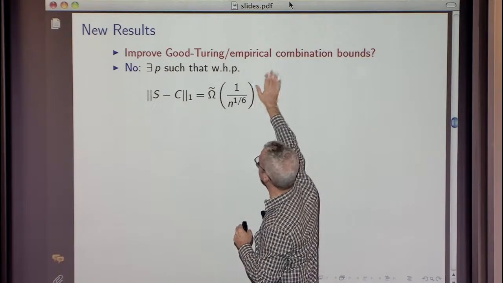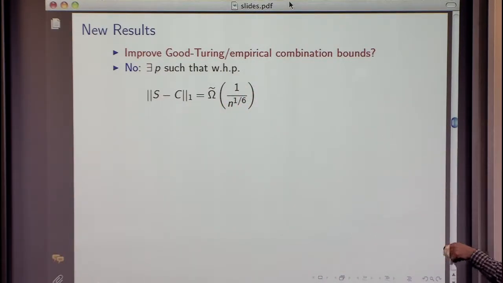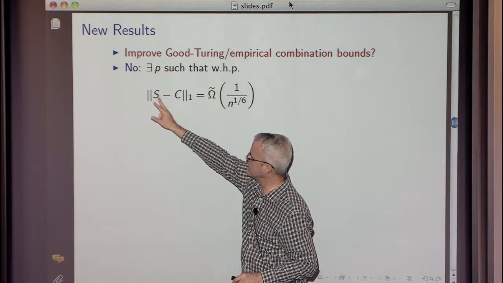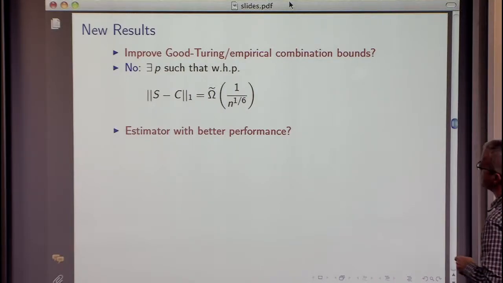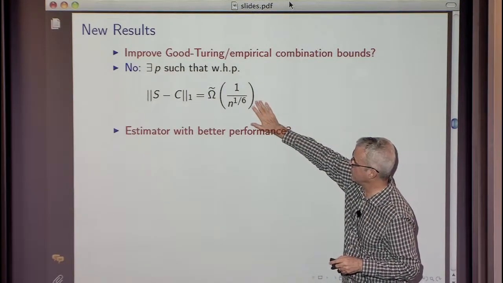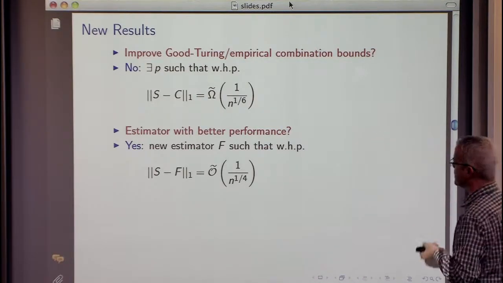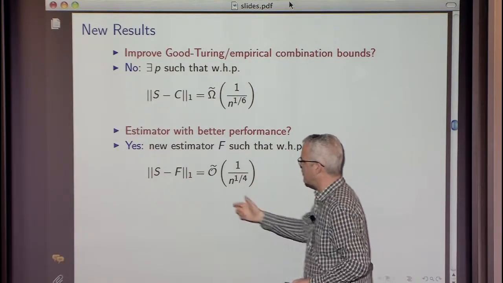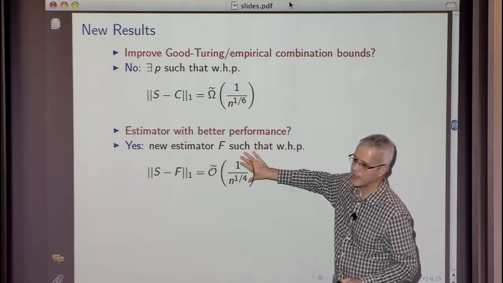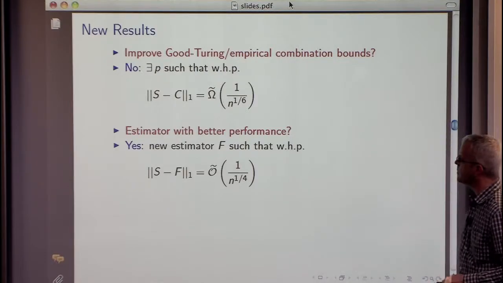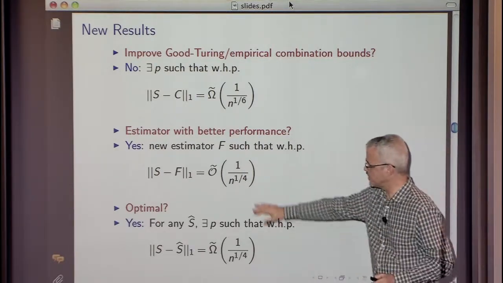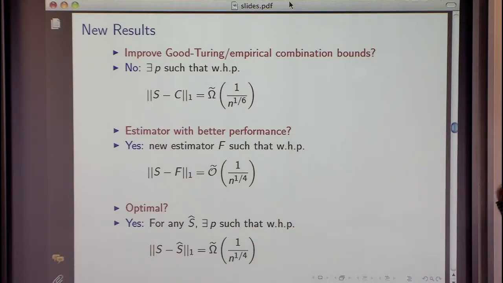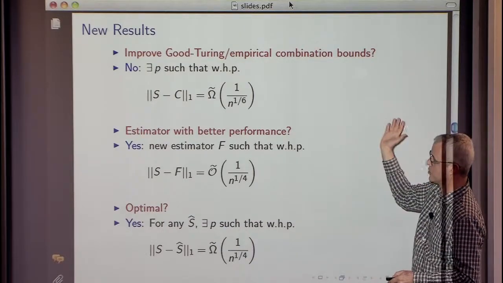No matter which combination of Good-Turing and empirical frequency you choose, you can find a distribution P such that the L1 distance between the distribution and your estimate matches the upper bound they had, 1 over n to the 1/6. Then you can ask whether you can find an estimator with better performance, and the answer is yes. You can derive an estimator such that with high probability the L1 distance goes not like 1 over n to the 1/6, but 1 over n to the 1/4. So you're dividing by a larger number. Is this optimal? Yes, this is also a lower bound. For KL divergence, the squares of these results hold.